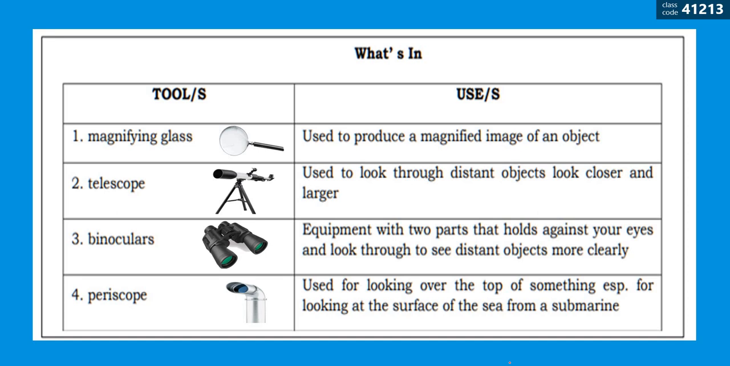Number two, telescope, used to look through distant objects, to make them look closer and larger. Number three, binoculars, equipment with two parts that you hold against your eyes and look through to see distant objects more clearly. And last is periscope. It is used for looking over the top of something, especially for looking at the surface of the sea from the submarine. So we have these answers.